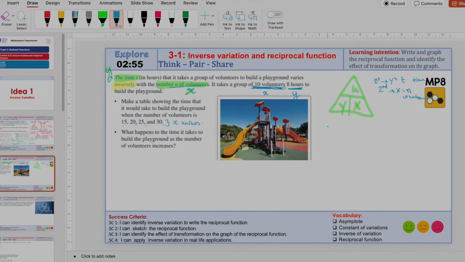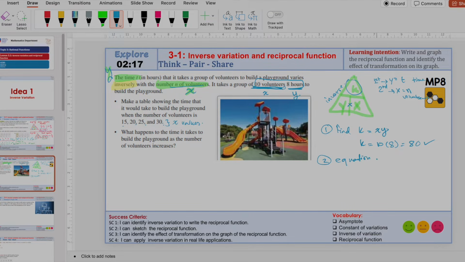But before I start, I always have to first find k. Looking at your triangle, always use this triangle for inverse. Hide your k. What do you have left? x and y, multiplied by each other. So to find k, multiply x and y. Where can I get the x and y? They gave me some values at the beginning. So to find k, multiply 10 by 8, which is 80. That's k.